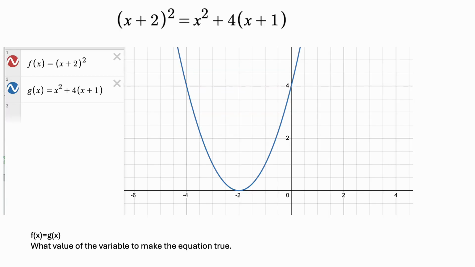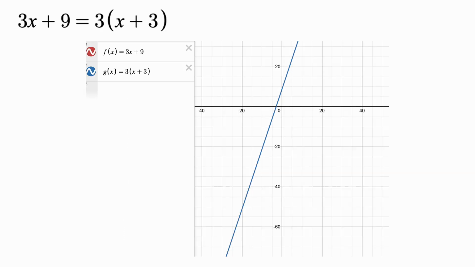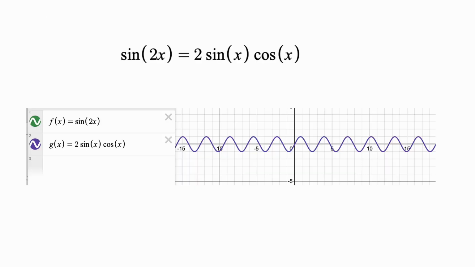From the graph, you can see that the two functions overlap. This also means that f(x) can be rearranged into g(x). The same applies to the second and the third equations, because they are just different forms of equivalent expressions.